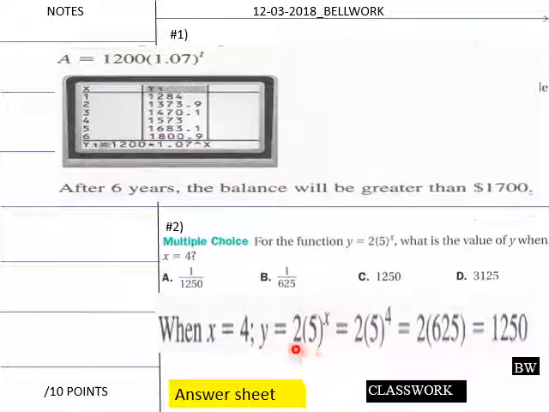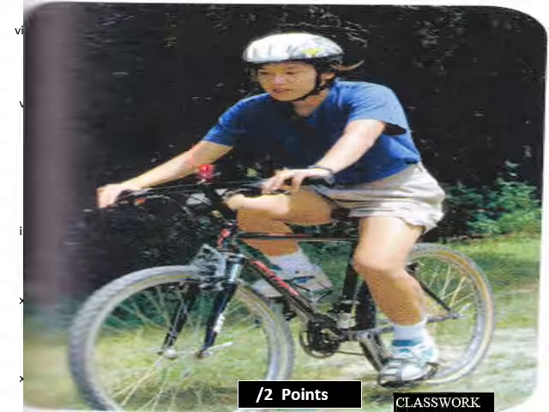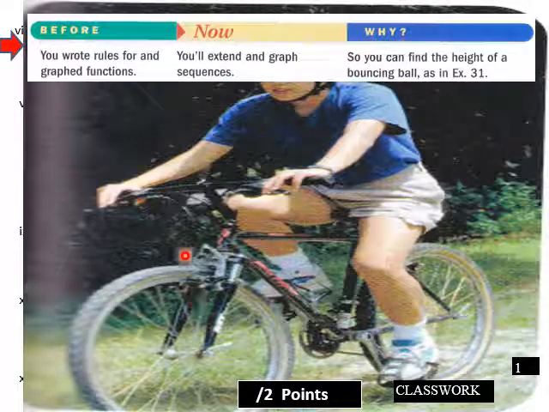And then for number 2 it would be when x equals 4. You do this plug in here, and you have 2 times 625. You get 1250 for number 2, which is C. Okay, into today's lesson.